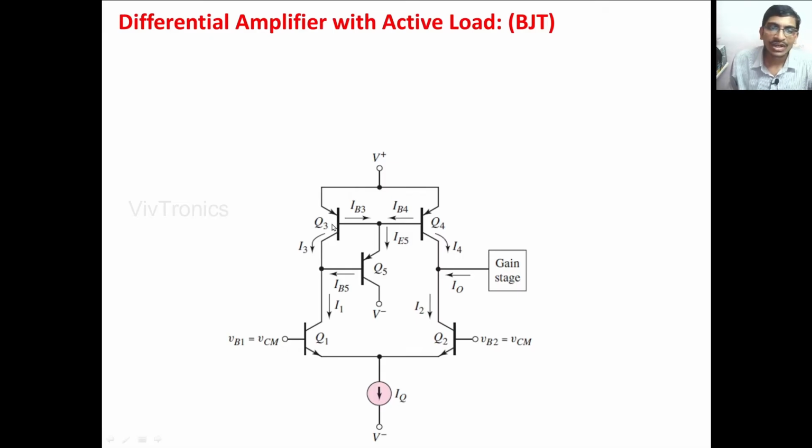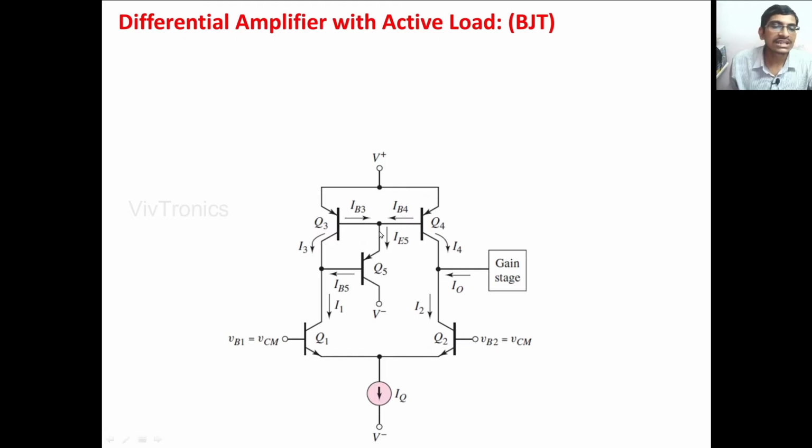In this circuit, you can observe that in the old BJT differential amplifier we had the RC resistors in the place of Q3 and Q4. Here Q1 and Q2 form the differential amplifier, and instead of resistors we have Q3 and Q4 as active elements. These are the transistors which we are going to use like resistors here.